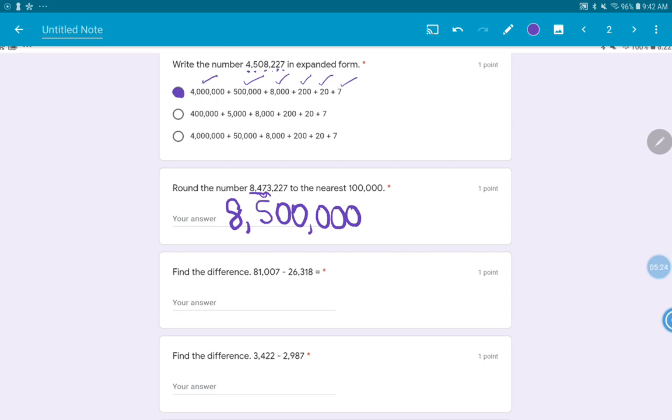Okay. Next, we're finding the difference. What does the word difference mean, Jaden? It means to take away or to subtract. So we're going to subtract 81,007 minus 26,318. So I'm going to write those numbers. 81,007. I'm going to be very careful to line up my place values. Minus 26,318.